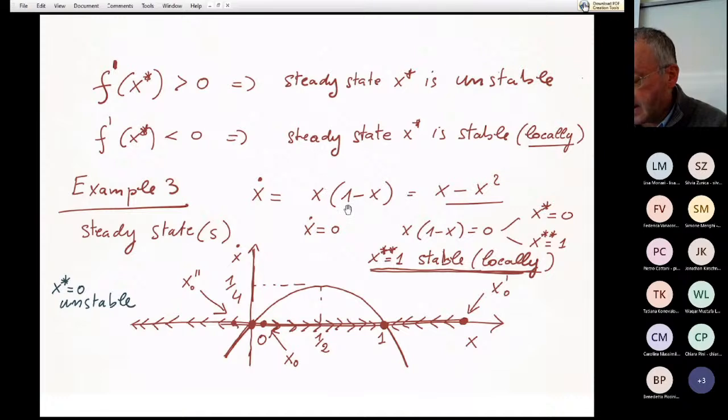In the next example, you will see an application to an environmental problem, and of course, x will be positive there. There are two steady states in principle. One is x dot equal to 0, x equal to 0. And the other one is x equal to 1, okay? So x star equal to 0, x double star equal to 1. Why? Because they are the solutions to x times 1 minus x equal to 0. Or they are the zeros of this simple parabola.